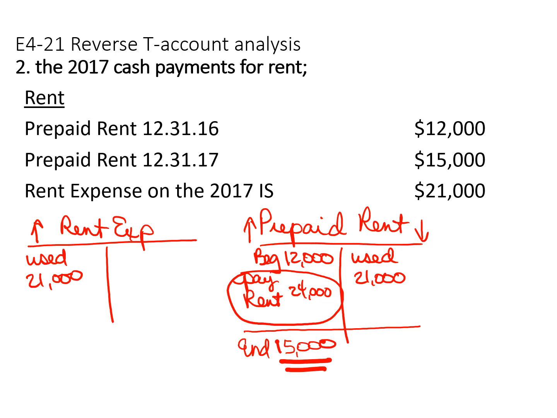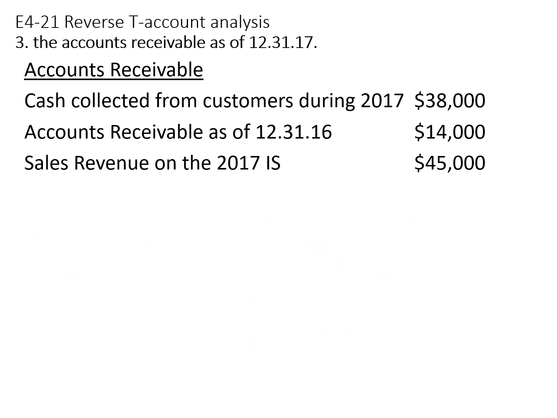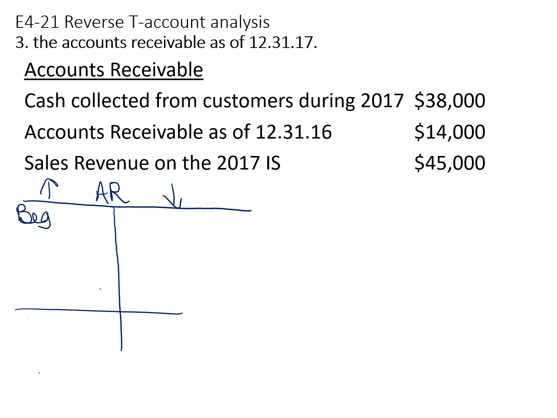All right, another one. Here we have accounts receivable and revenue. Well, what do you know about accounts receivable? It also is an asset, increased by debits, decreased by credits. It will have a beginning and an ending balance. On the debit side, accounts receivable is increased when we have credit sales or sales on account, and is decreased when customers pay.